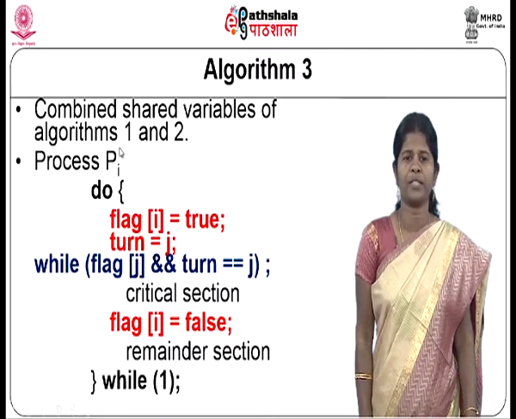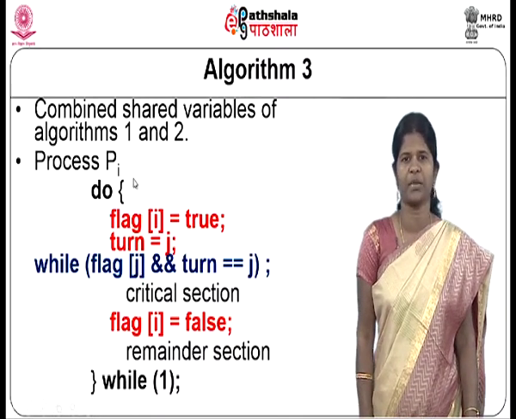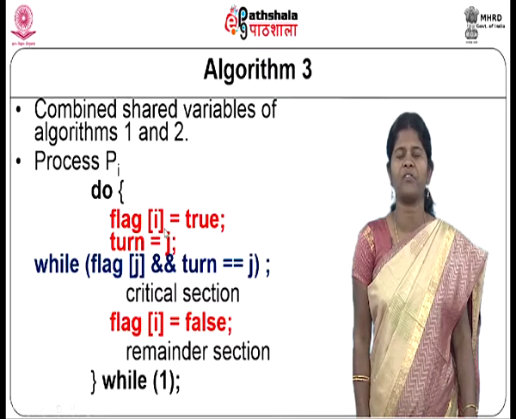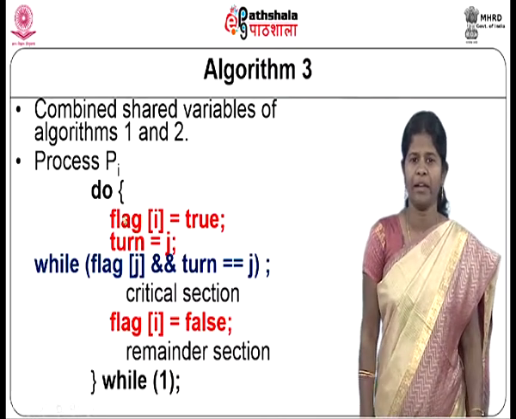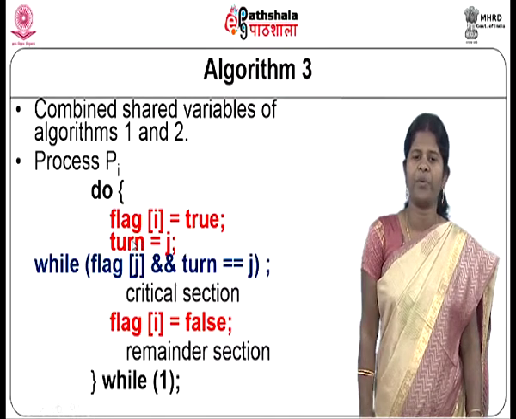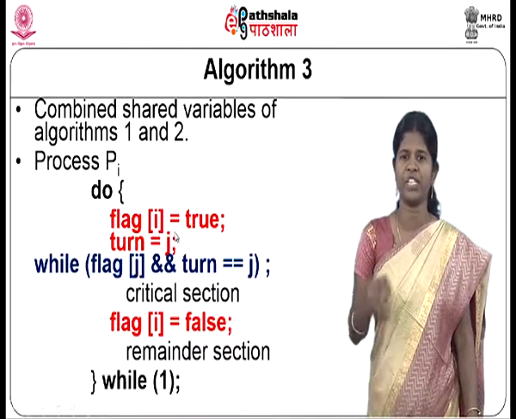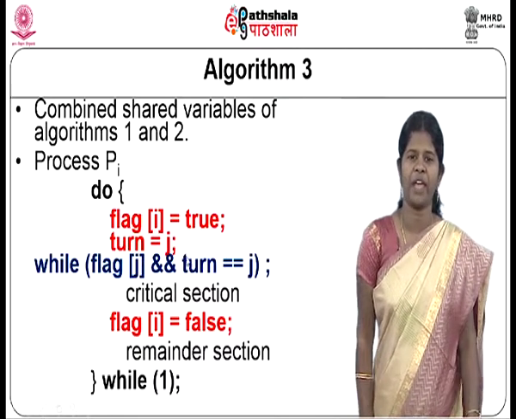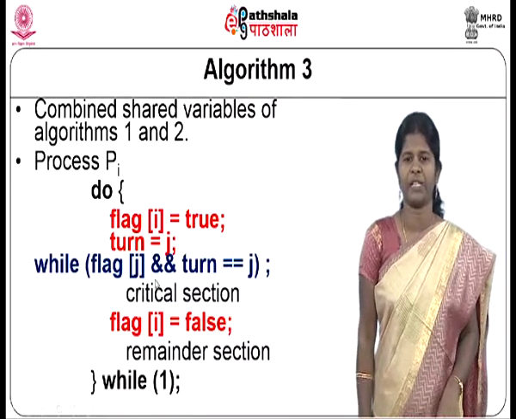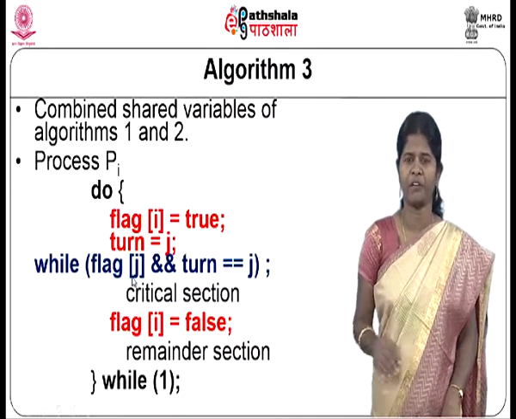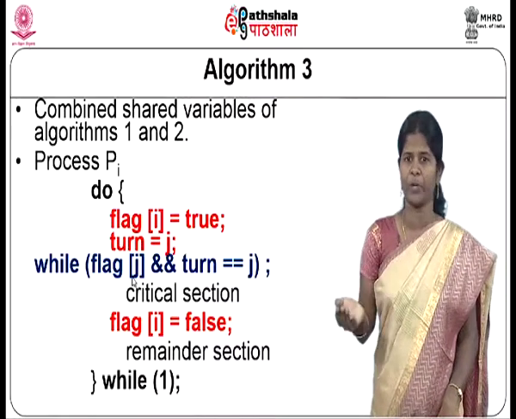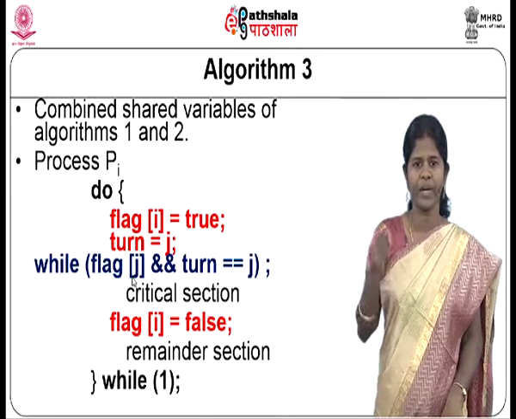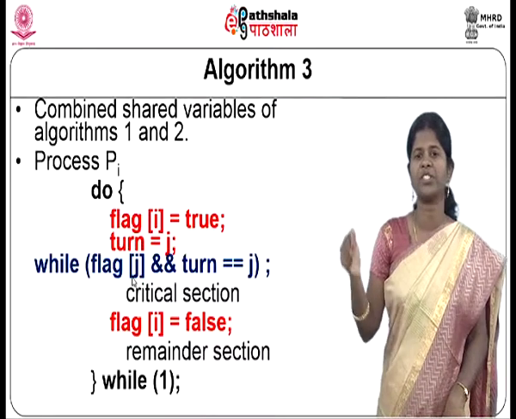Say this is the code for process Pi. Assume P0 is executing this code. So, P0 will execute this code and set flag of 0 to be true. And then it changes the value of variable turn equal to j, that is, it changes it to 1, and then checks if flag of j is true and turn is equal to j. What is flag of j? Flag of j is the flag value for the other process. So, here the next process is P1. So, it checks if flag of 1 is true.